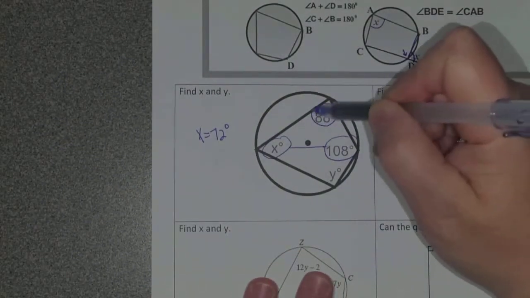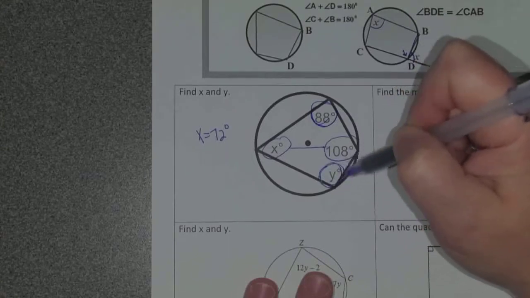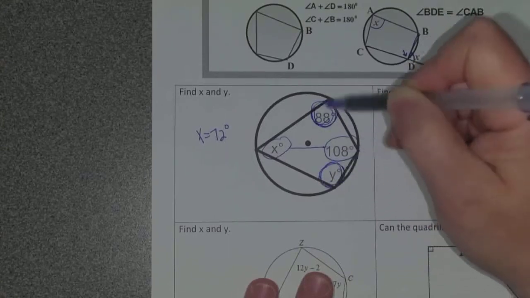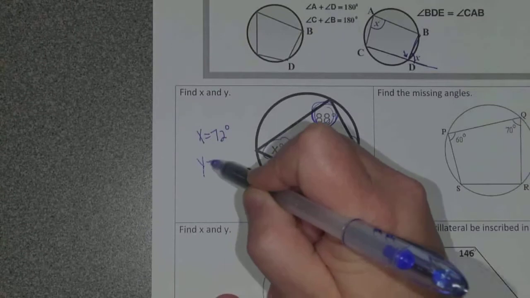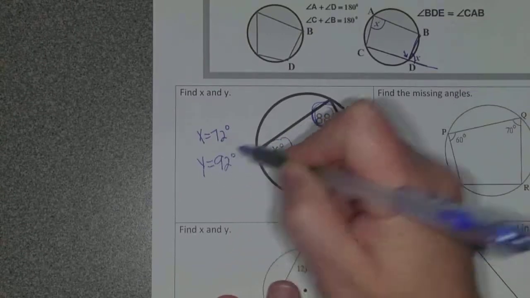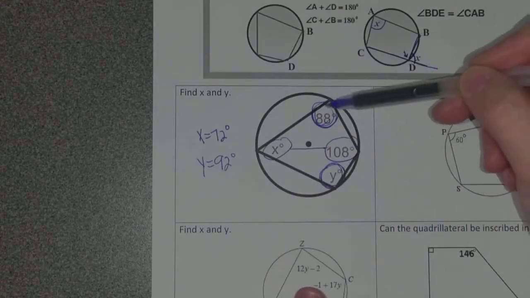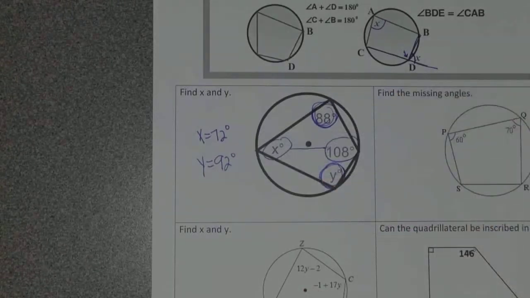Would you guys agree with me that this angle and this angle are opposite angles also? They're on complete opposite sides of the quadrilateral. So they have to add up to be 180 degrees. So what does Y have to be? 92. Because what we did was we took 180 and we subtracted 88 from it, and we got 92. So far, is that rule hard? No, that rule's pretty easy, right?